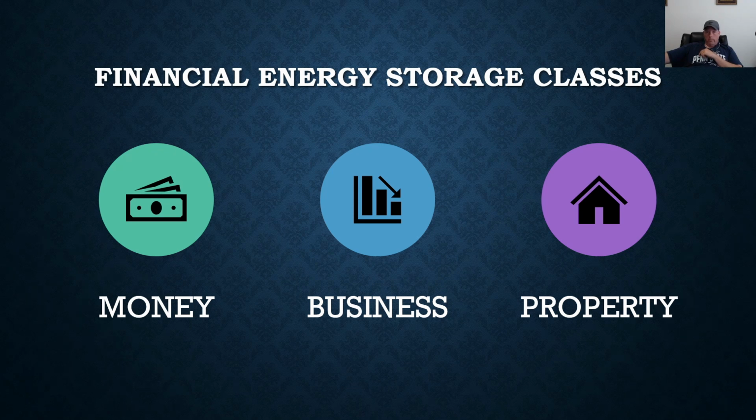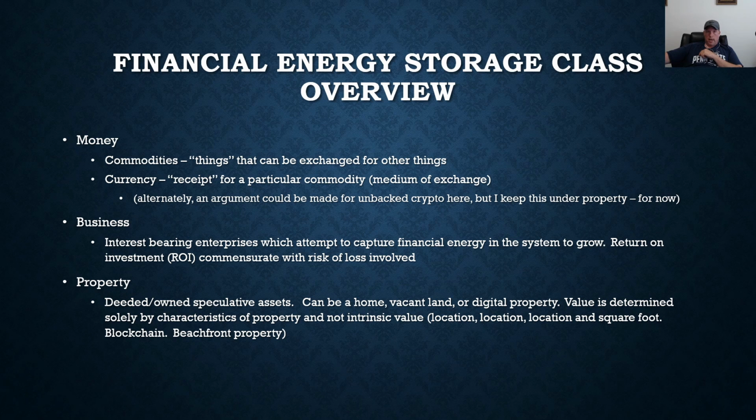So here are your big three categories: money, business, property. Money, once again, is commodities, things that can be exchanged for other things. And I go back to the Wayback Machine with this one. 10,000 years ago, what was money? Now, gold has, as I mentioned in earlier parts, evolved to become a more efficient form of money. And it became a currency. And then at some point in time, you got the paper dollars, which were receipts for the currency. And some cryptos now are receipts for a particular commodity like gold and silver.